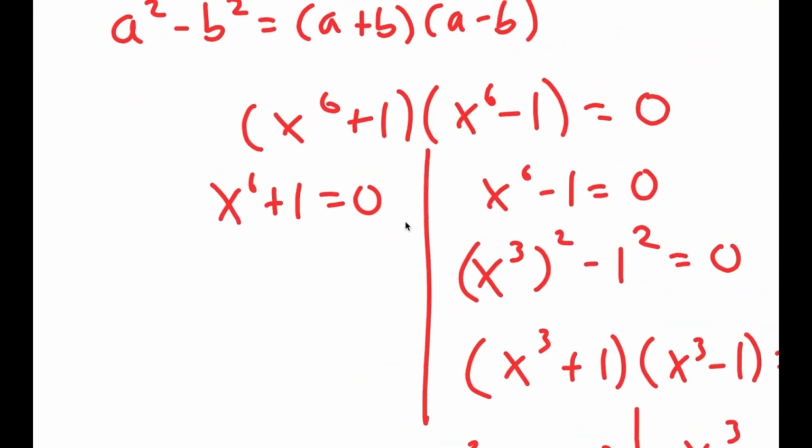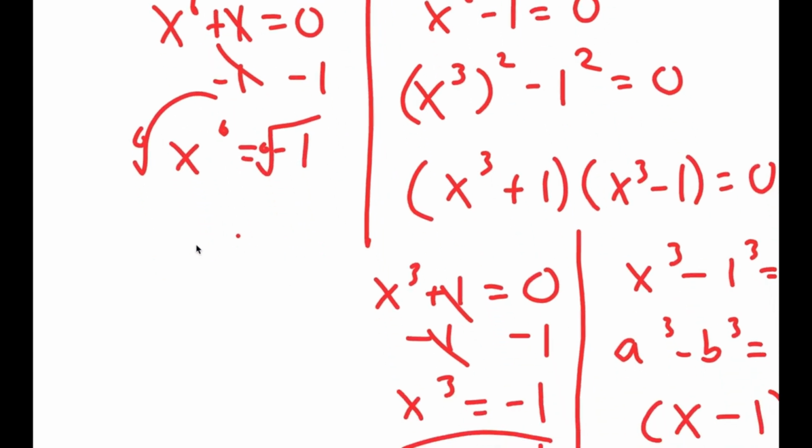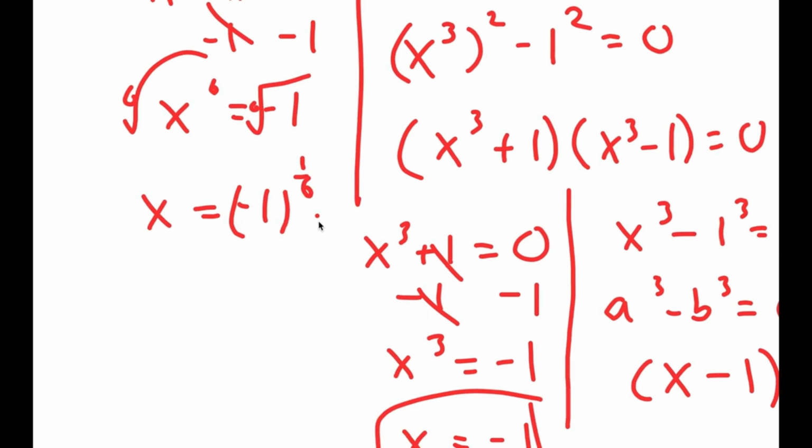Now for x to the power of 6 plus 1 equals 0, I'm going to again subtract 1 on both sides. So I get x to the power of 6 is equal to -1, and if I take the 6th root, I get x is equal to the 6th root of -1, which is equal to -1 to the power of 1 over 6.